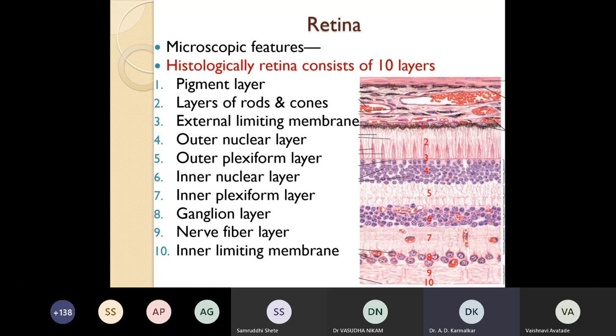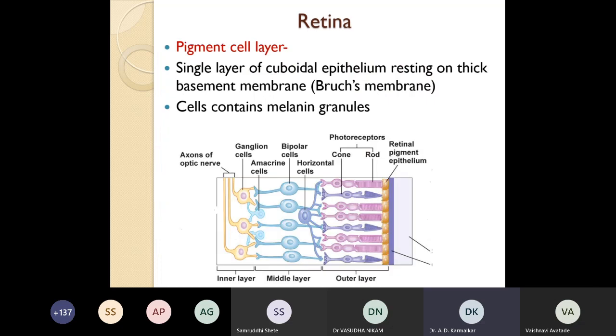So these are the 10 layers. If you know the arrangement of the cells, it is easy to remember these layers. Now we'll go into detail, one layer at a time.